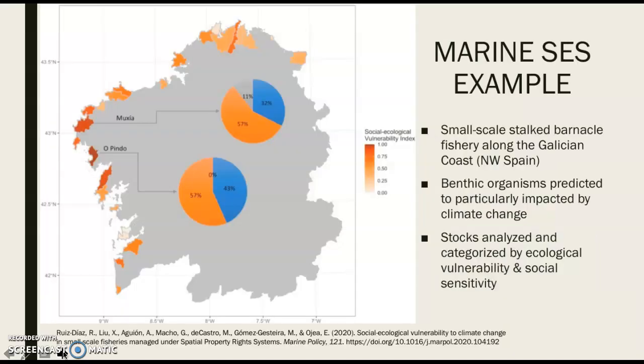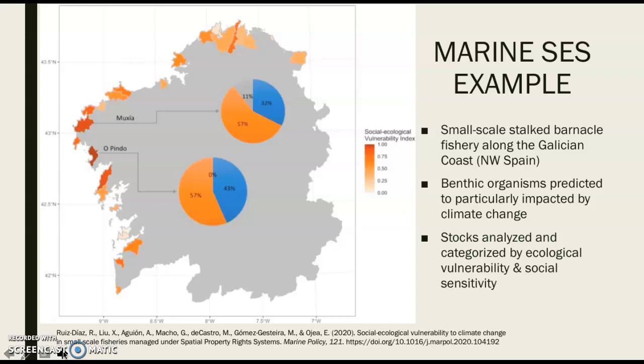So next, we're going to look at an example of a marine SES, and I decided to look at a small-scale fishery for stocked barnacles that's located along the Galician coast in northwest Spain. With these barnacles and most benthic organisms, they're predicted to be particularly impacted by climate change. And in this study in particular, the stocks were analyzed and categorized by ecological vulnerability and social sensitivity, and how those would be impacted by climate change.